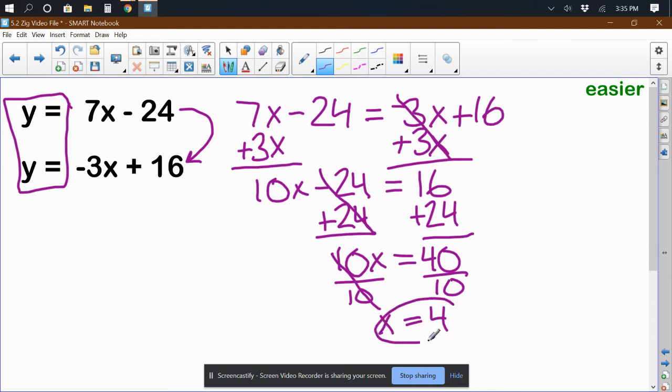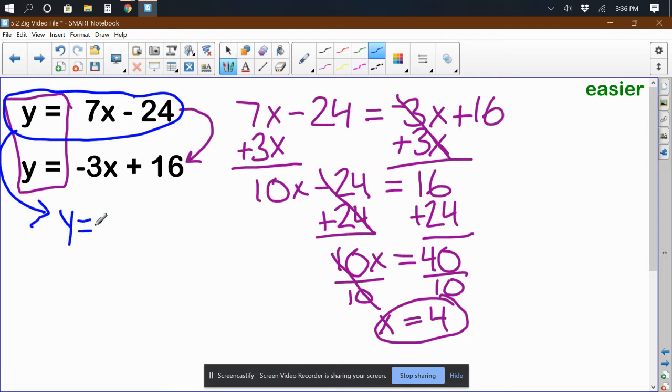We're technically halfway through the problem, but it was the harder half of the problem. The next half should be easier. Now what I want to do is pick one of the two equations to plug this 4 into. I think I'm going to use this first one. It doesn't matter which one you pick, though.